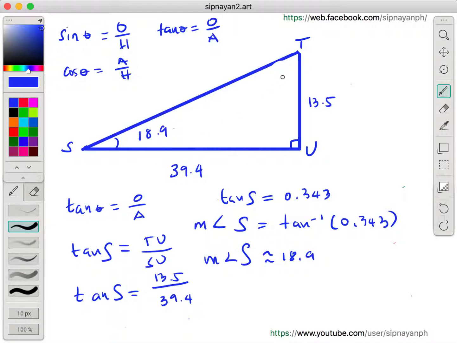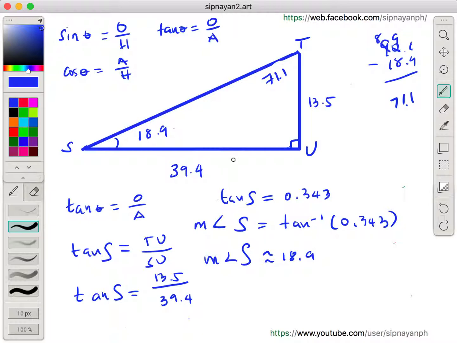Which means na ilan to? Ang sum nito 90, di ba? Kasi 180 itong tatlo, pero 90 na to, this is the right angle. So 90 minus 18.9, ilan yun? That's 71.1 degrees. Okay? So isa na lang, itong side lang na lang na to.